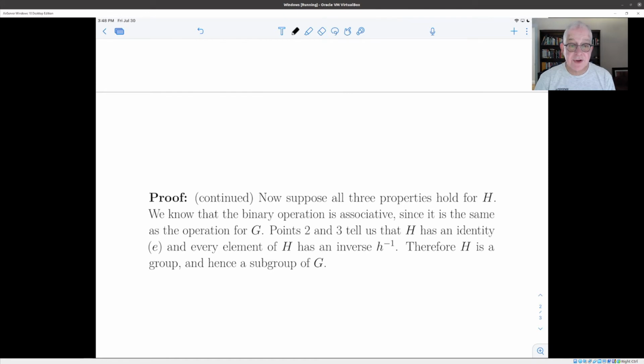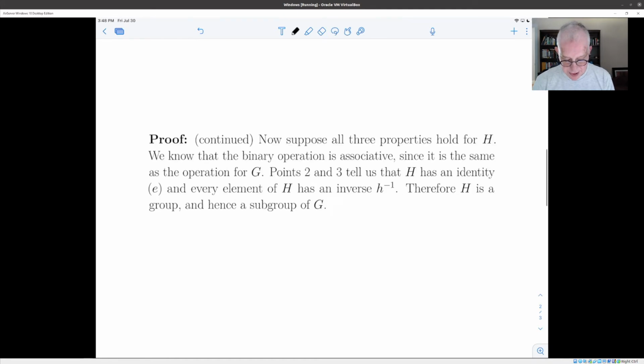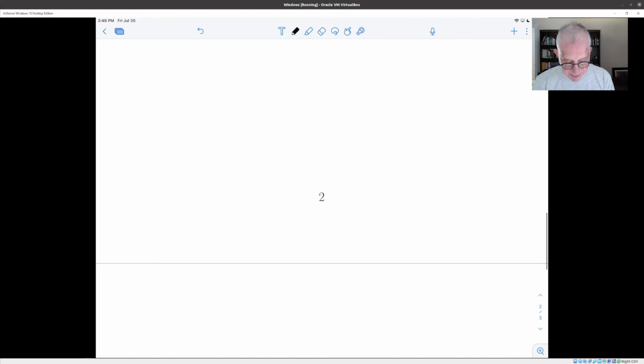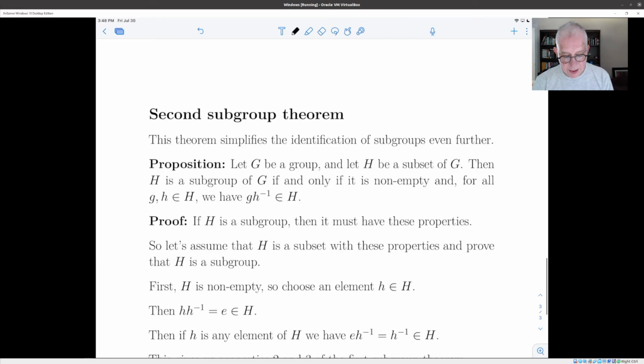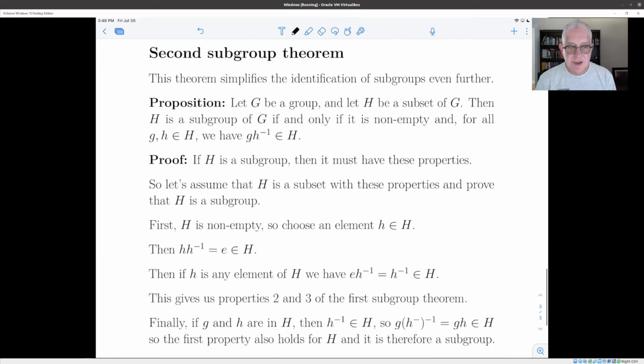So that's the first of the two subgroup theorems. The second one simplifies matters even a little bit more, and it reduces what we have to check to really one criterion. So we assume G is a group and H is a subset of G. Then the theorem says that H is a subgroup of G if and only if it is non-empty. That's very important. So H has to have at least one element.